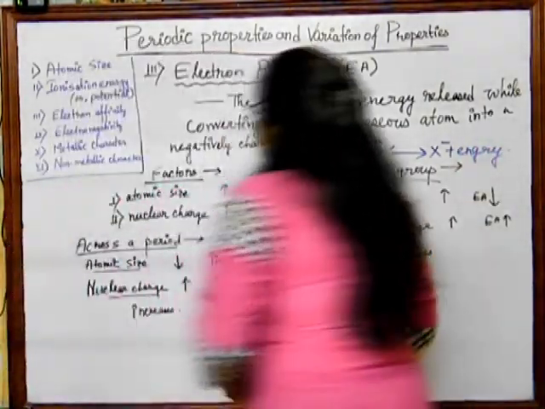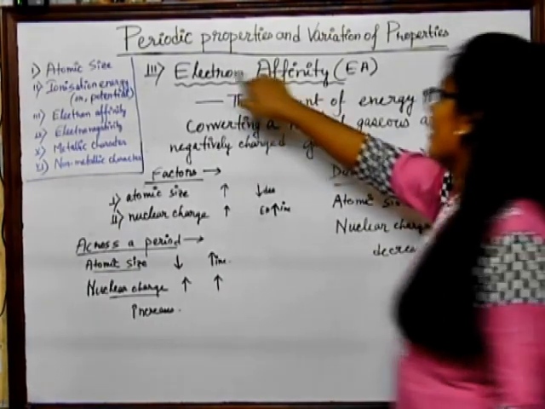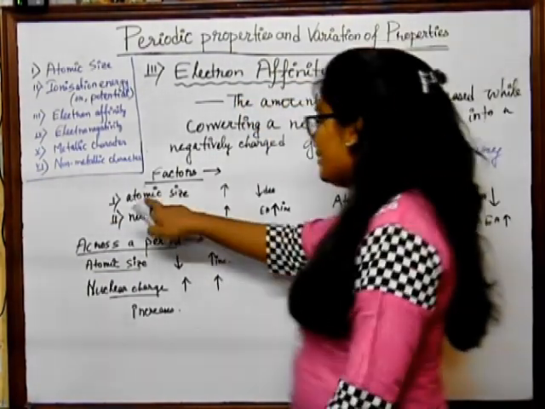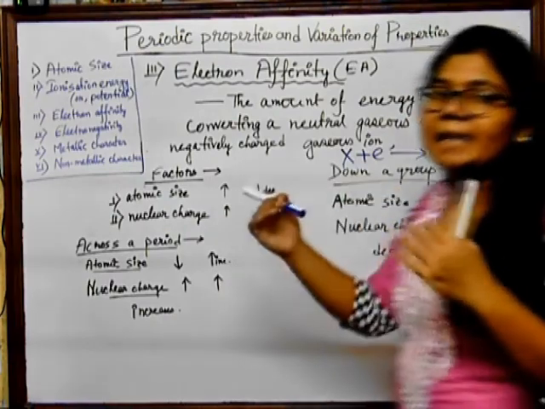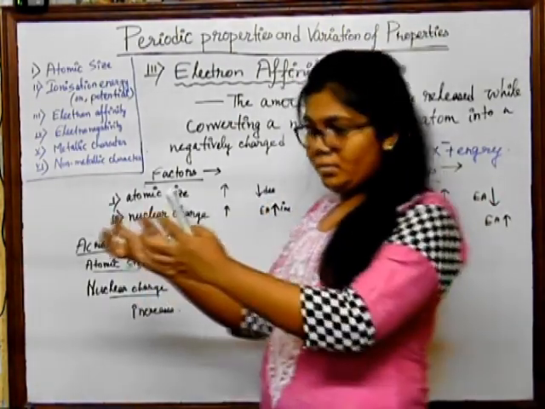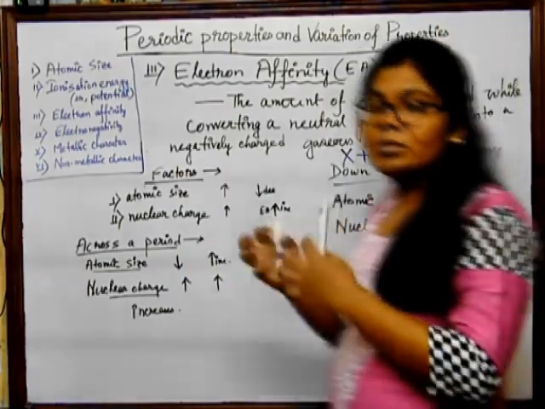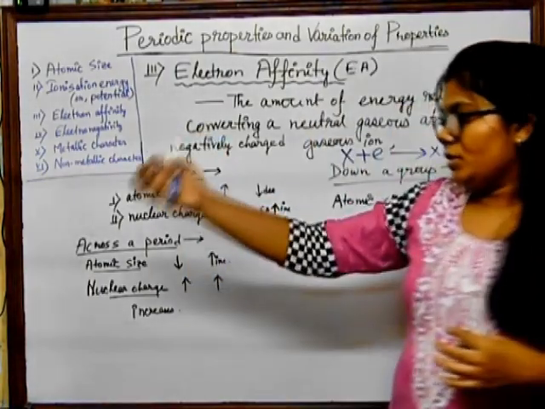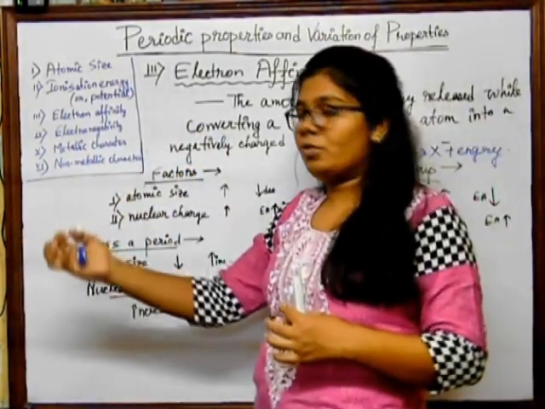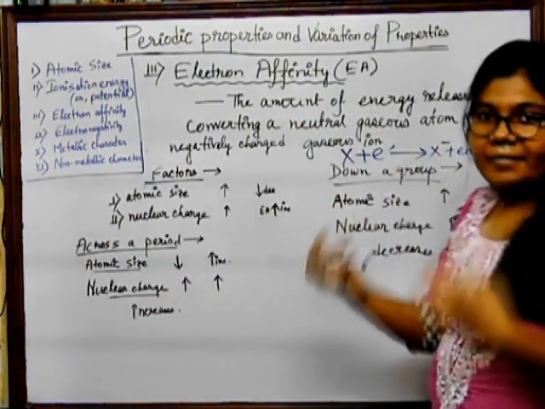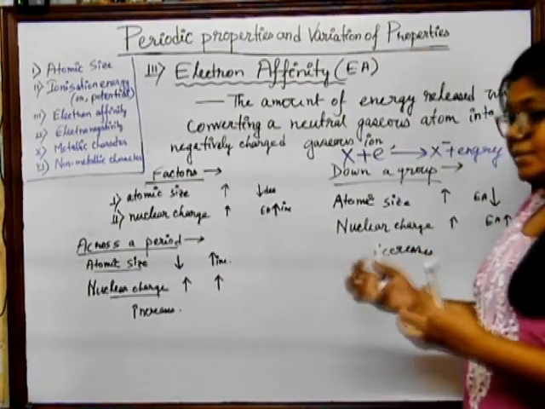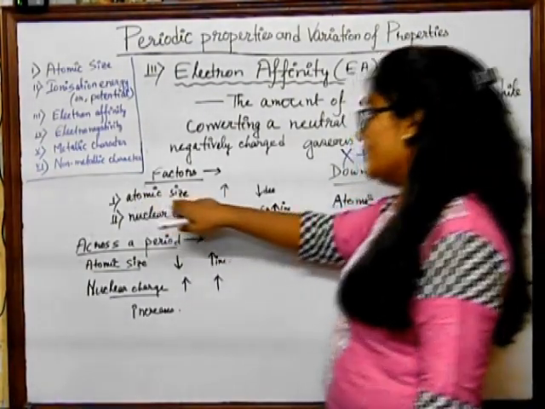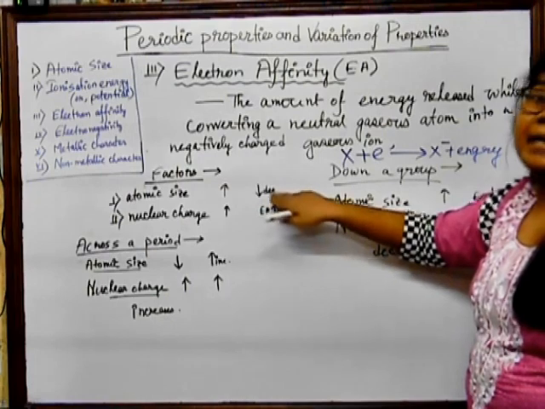The factors on which the electron affinity depends: atomic size. First, atomic size. If we keep increasing the atomic size, it means the attraction of nucleus to the outermost electron is decreasing. Means the electron affinity is decreasing. So if atomic size increases, electron affinity decreases.